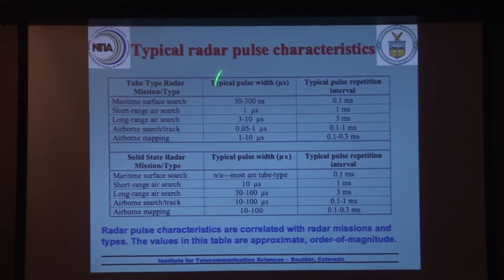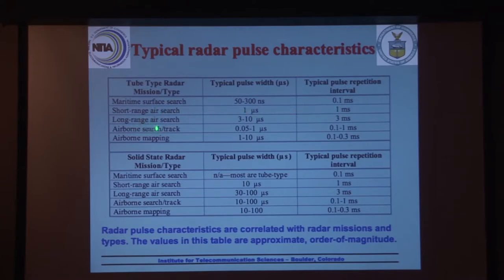So, typical pulse characteristics listed with pulse width and pulse repetition interval as a function of radar type. If it's a maritime surface search radar, you're going to be seeing 50 to 300 nanosecond pulse widths. The time between the pulses will be about 100 microseconds, because they're working at short range. Short range air search, you're looking at more like a microsecond pulse width and a millisecond between the pulses. Classic for a 80 to 150 nautical mile air search radar, air traffic control radar.